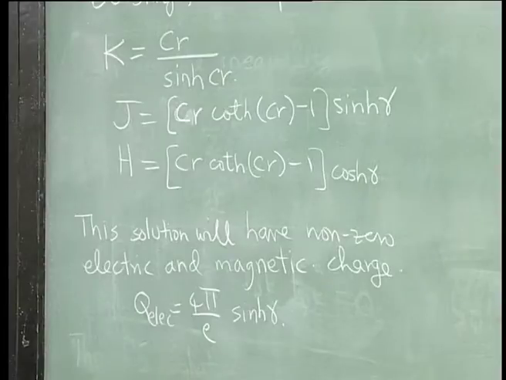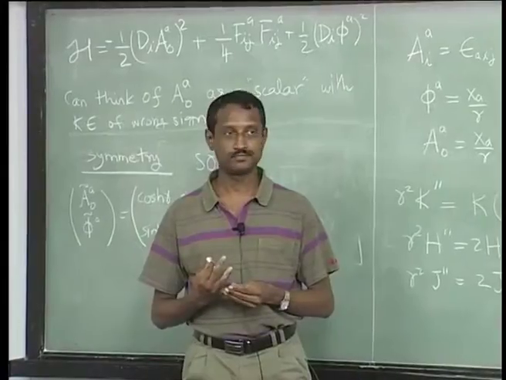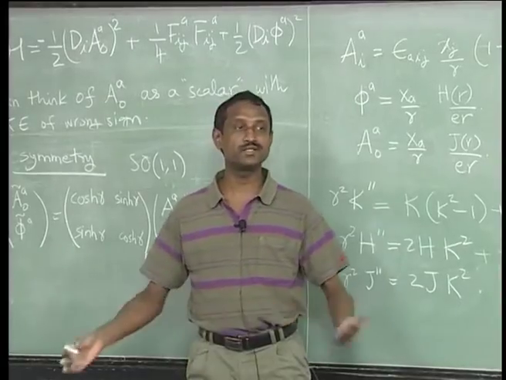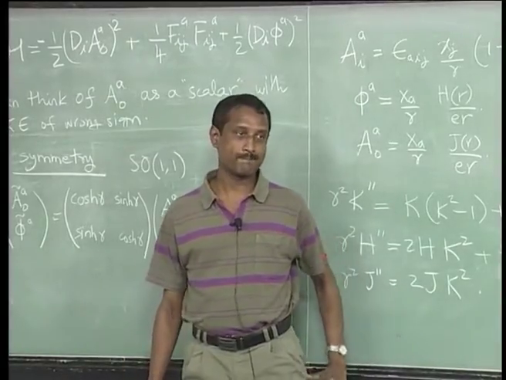So now clearly it looks like there are solutions with dyonic charge. So now you can ask what happens to Dirac quantization in the presence of objects which carry dyons.